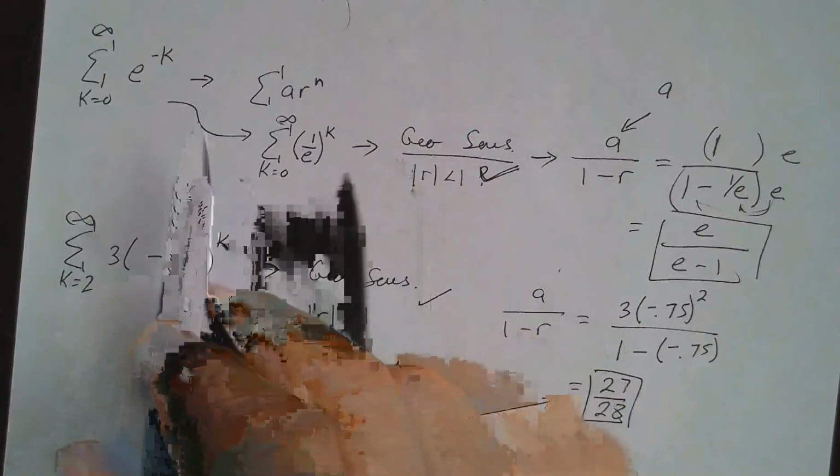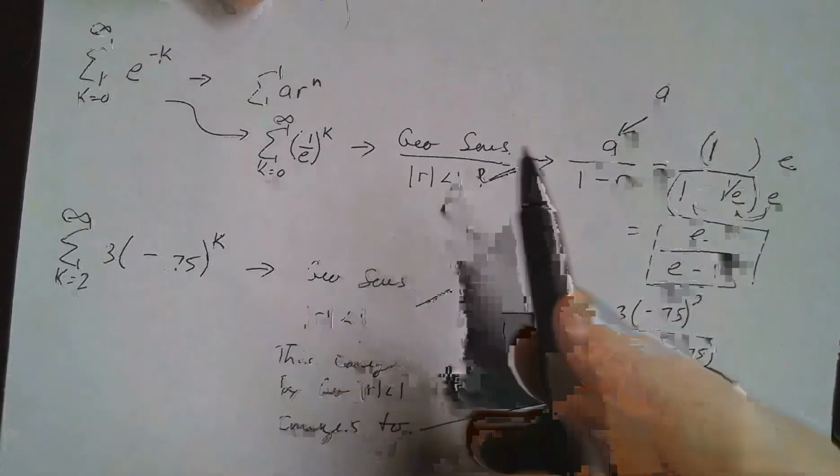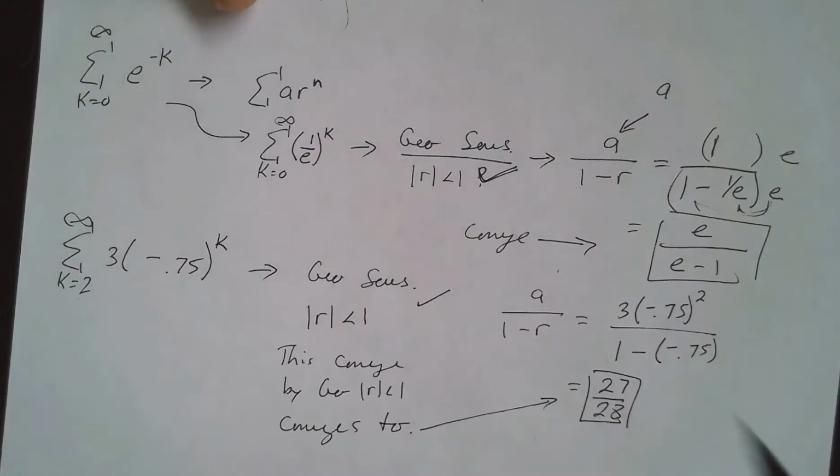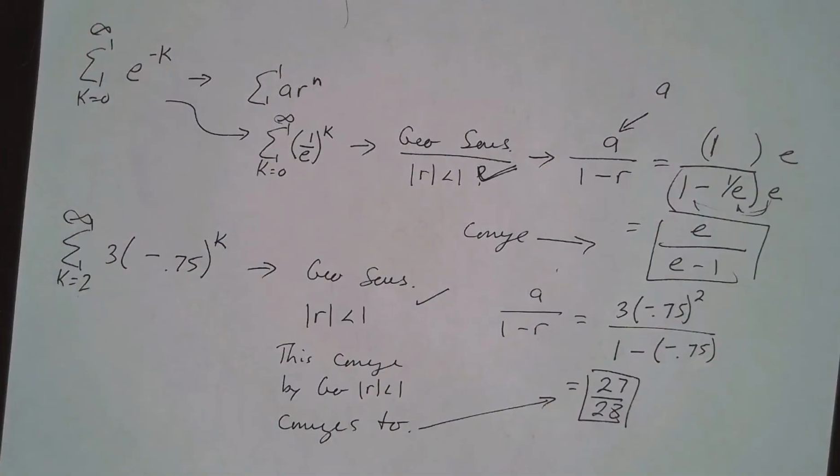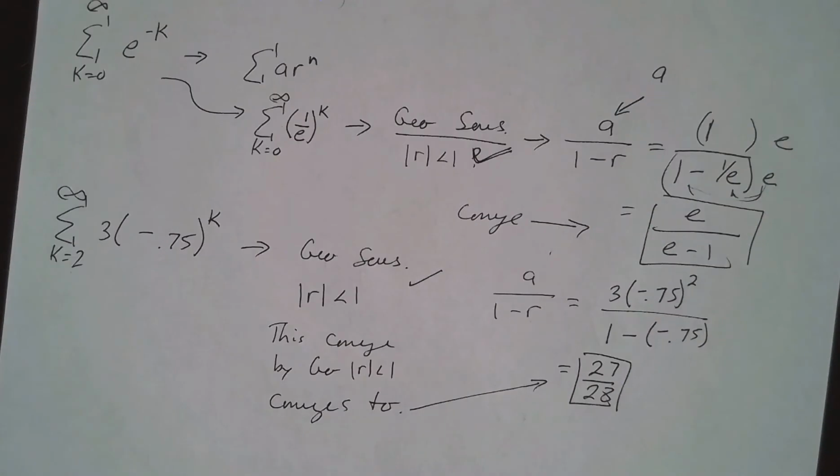This one up here, same exact statement. This series converges because it's a geometric series with r absolutely less than 1, and it converges to that. Now, after we've done that, there is one more type of example that we might want to consider when looking at these types of geometric series.